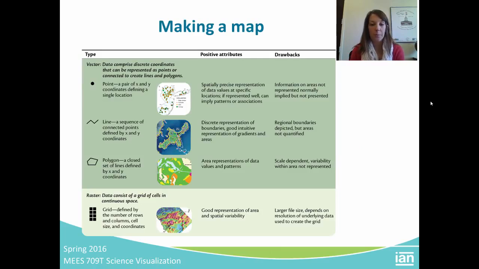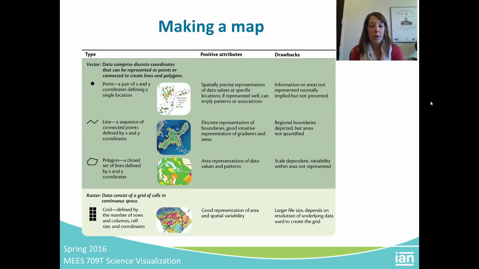And so in more detail, this table provides the two different kinds of basic maps that we're going to use. Vector-based maps are comprised of discrete coordinates that can be represented as points or connected to create lines or polygons. And these are all vector-based, so they're editable. And so you see here the pros and cons of using different maps and what they convey.